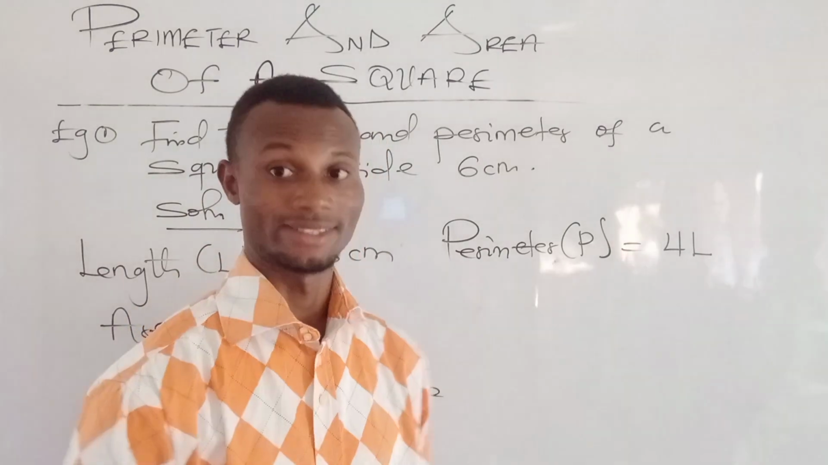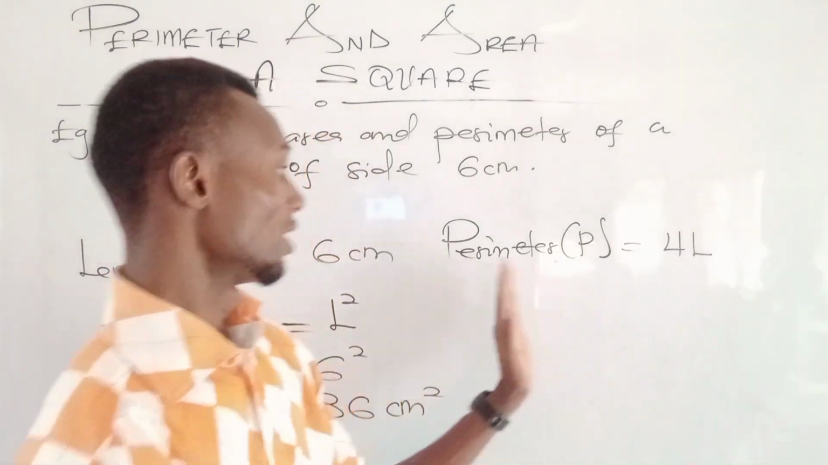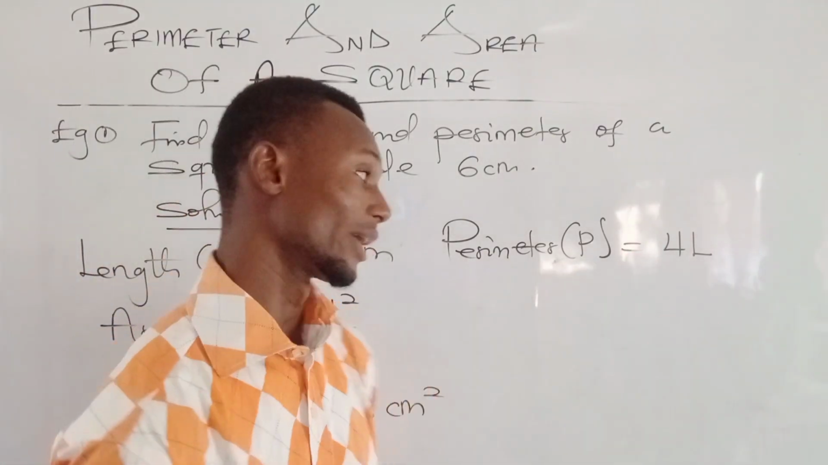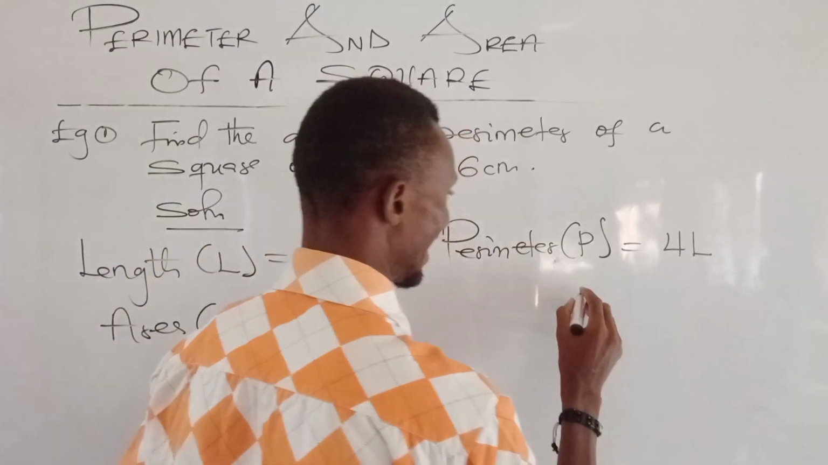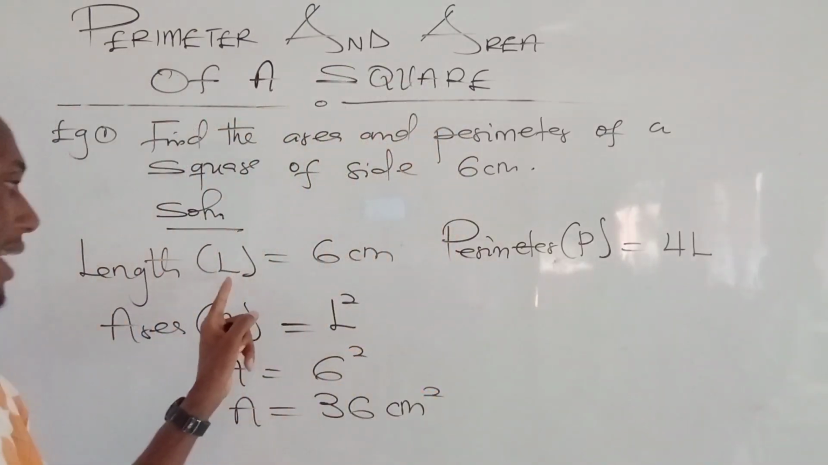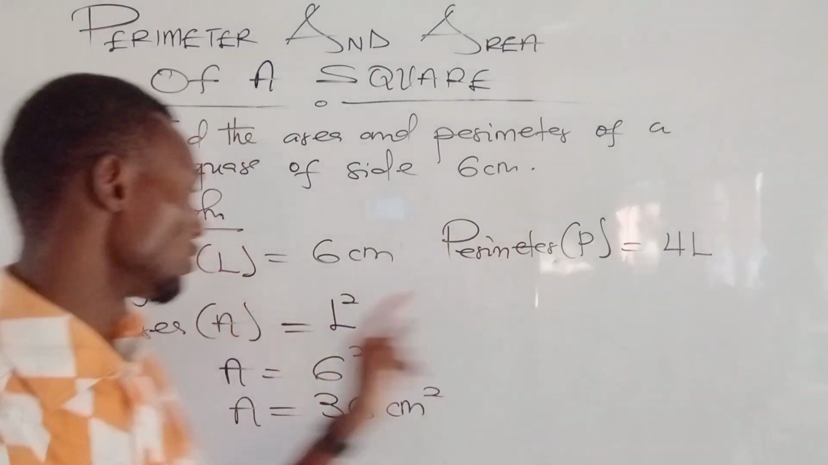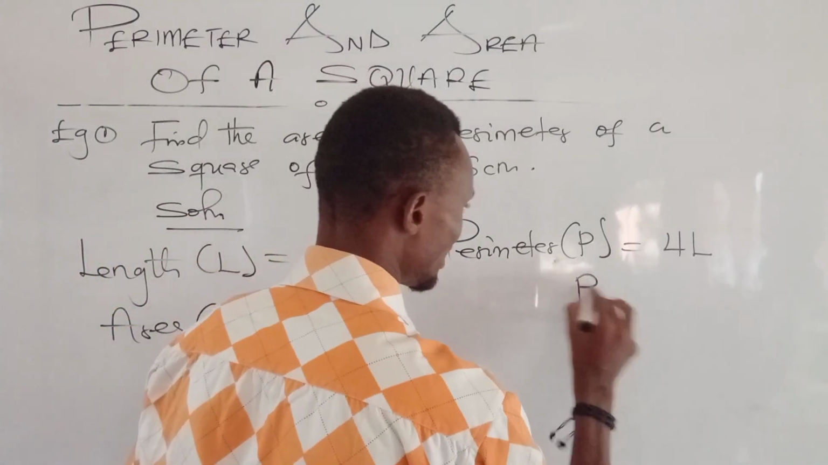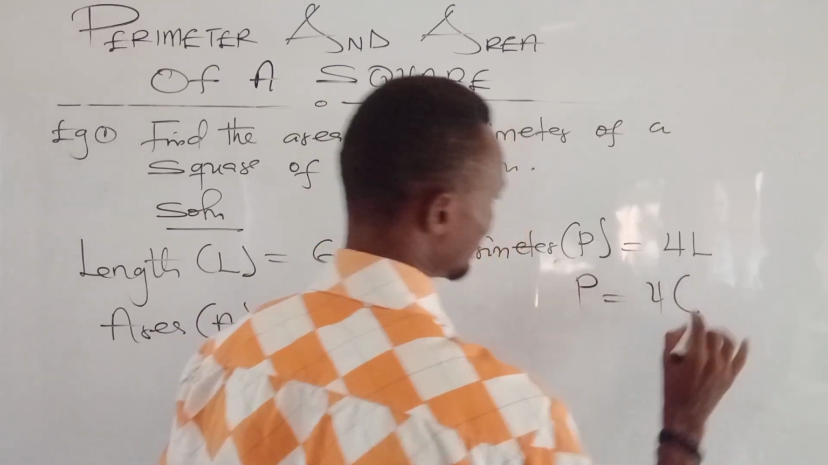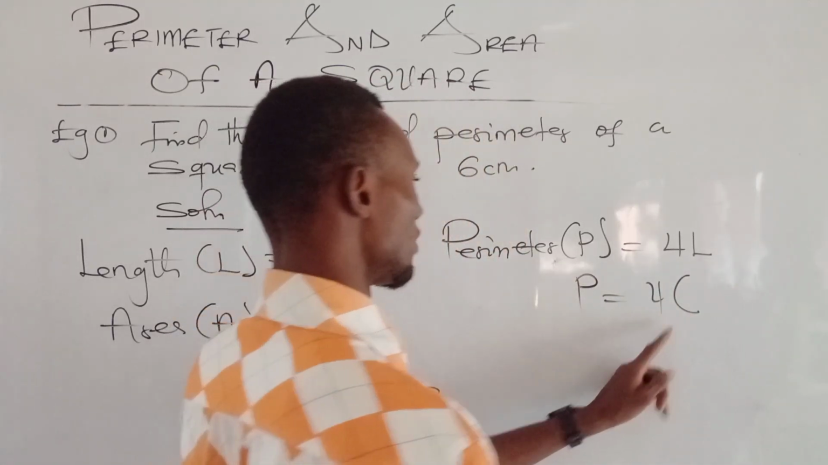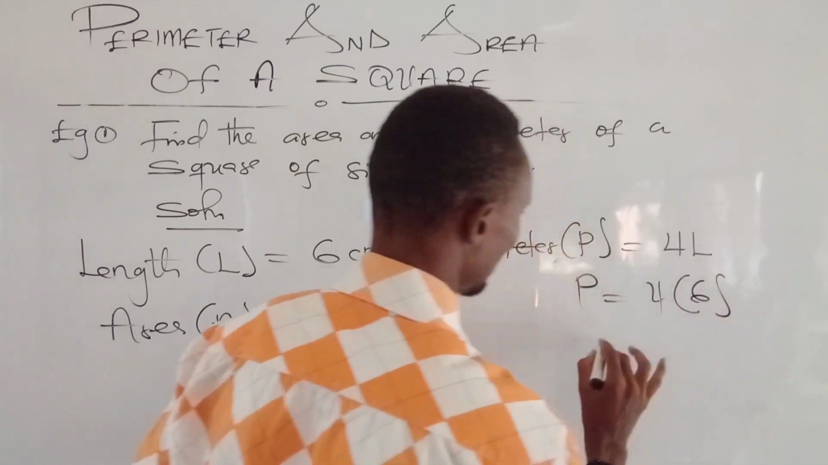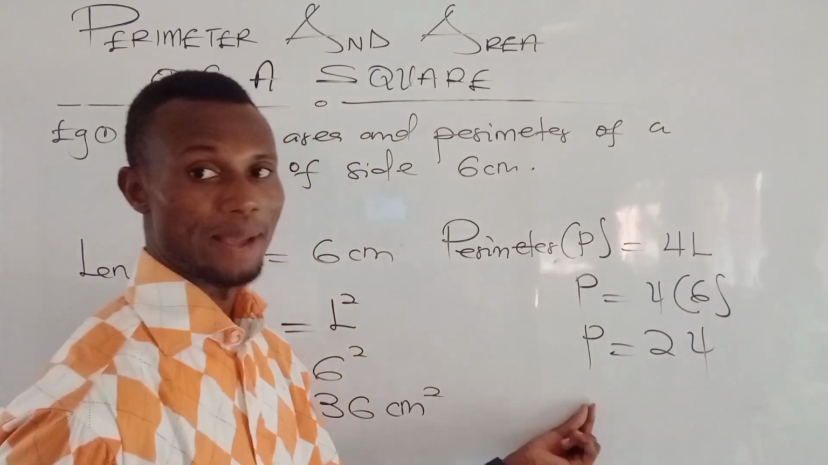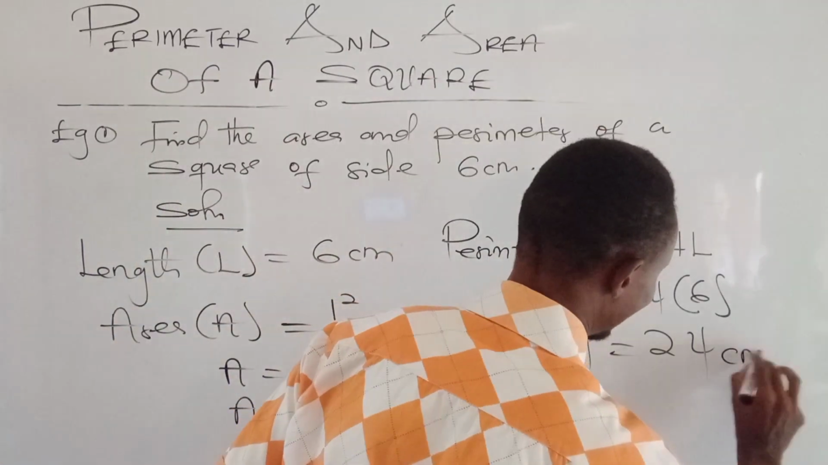We've established this in the first video. So the perimeter of a square is 4L, which means 4 times the length. Let's go ahead and put the value of the length into the formula, because you know our length here to be 6 centimeters. So my P will be equal to 4 times, the bracket means multiplication, 4 times 6. So my P will be equal to 4 times 6, which gives me 24. So my P equals 24 centimeters.